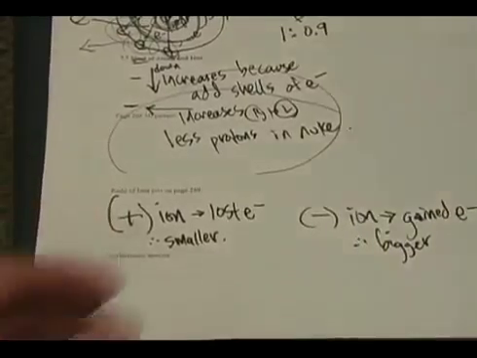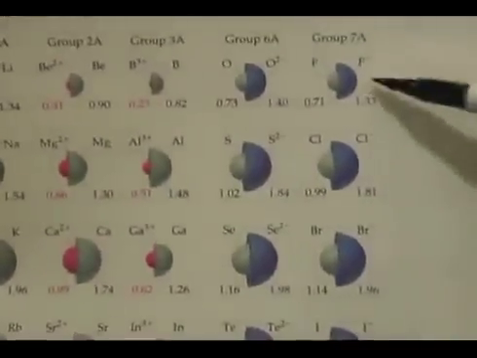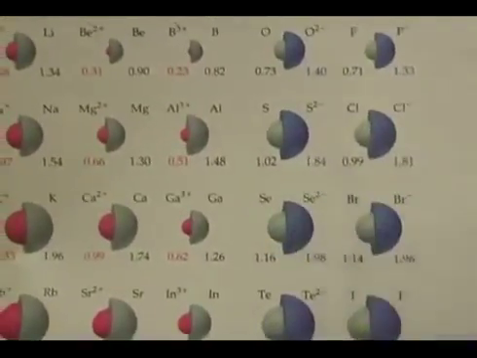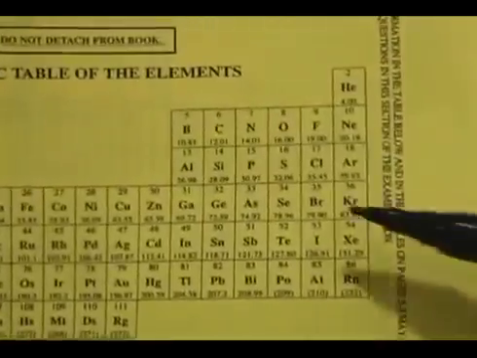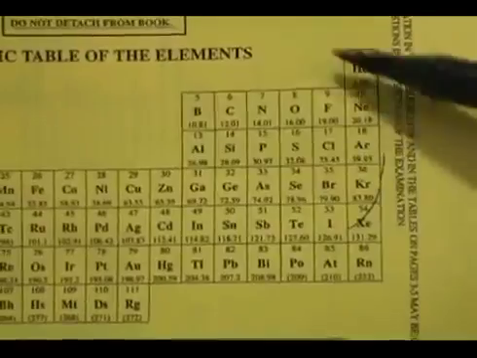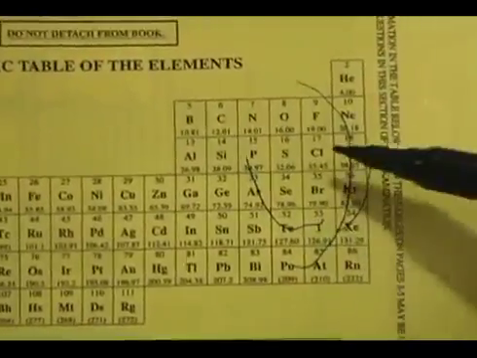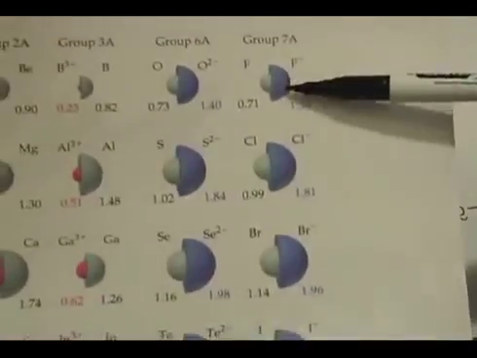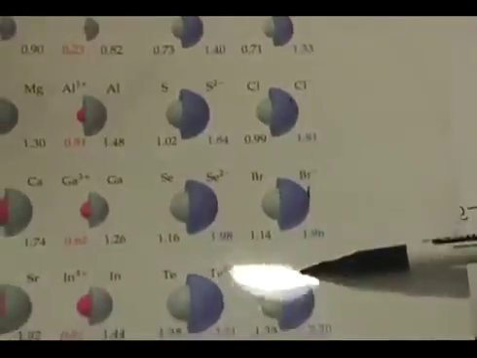Generally, on the periodic table, things on the right-hand side, like fluorine, chlorine, bromine, iodine, oxygen, sulfur, and selenium, will gain electrons. They want to attain a noble gas configuration like these guys. When they do that, they get bigger. Notice the blue, bigger sphere size.